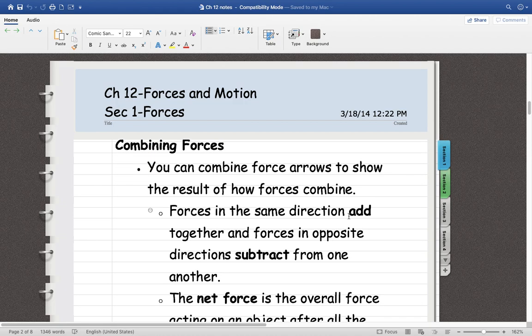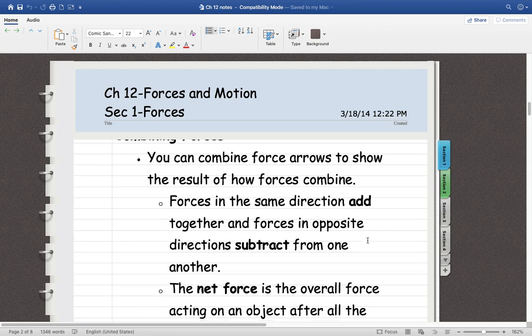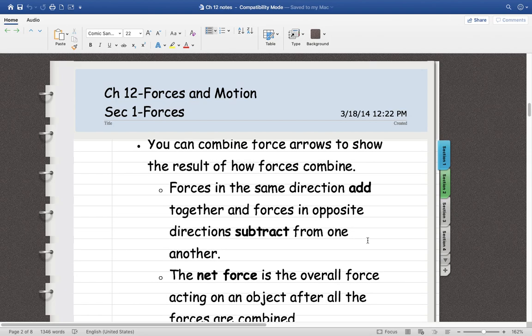Okay. So combining forces. You can combine force arrows to show the result of how forces combine, or to show the net force. And again, I usually use a desk or something like that to show you this, but you're just going to have to imagine. There are pictures in the book, and it's really good. So forces in the same direction add together, and forces in the opposite direction subtract from one another.